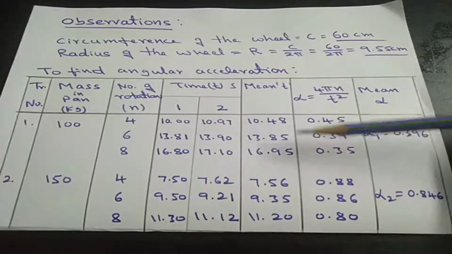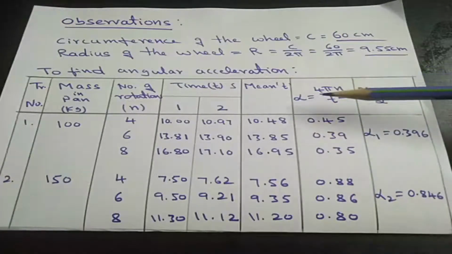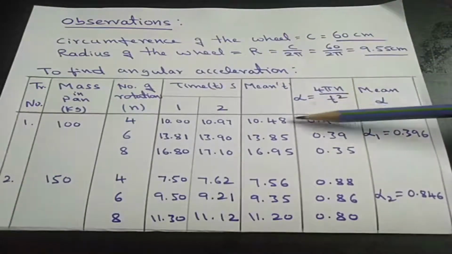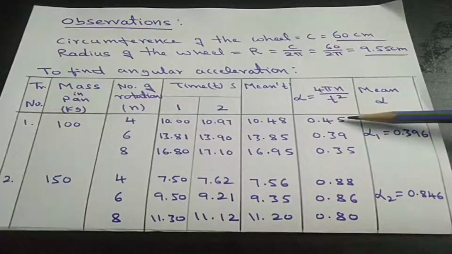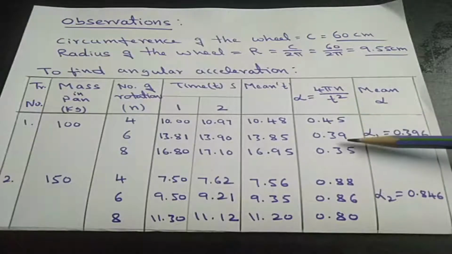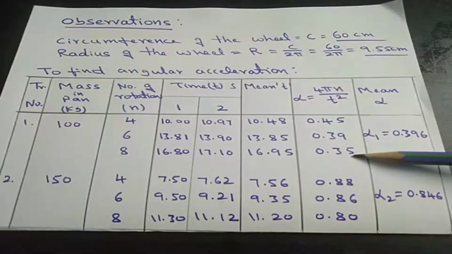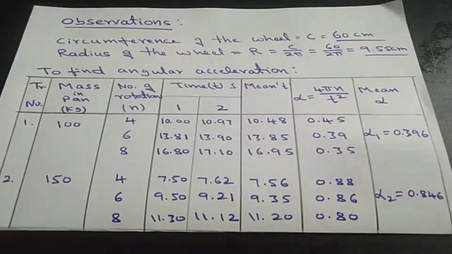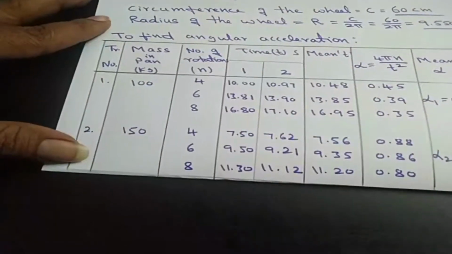So using these t values, you can calculate the angular acceleration, that is alpha. Alpha is equal to 4 pi n by t square, where n is the number of rotations. In the first trial n is equal to 4, corresponding t is 10.48 seconds. So we'll get the calculation for alpha as 0.45. Similarly for the second one 0.39, then 0.35. The mean of these 3 is calculated as alpha 1, that is 0.396.